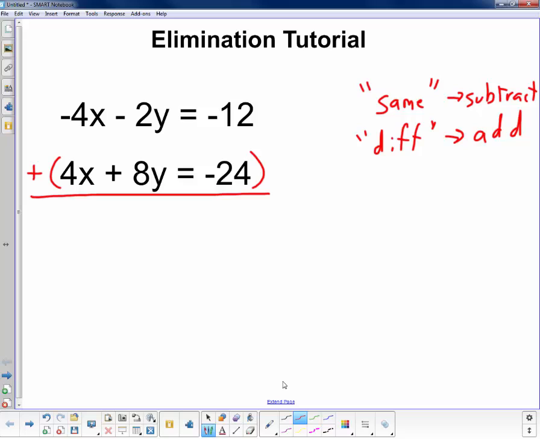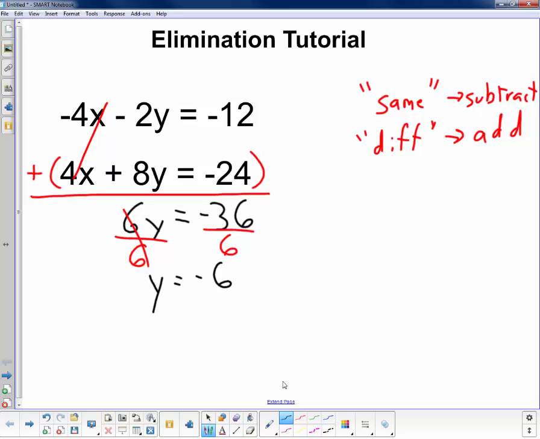When we do this, we'll notice that negative 4x plus a positive 4x will cancel. Negative 2y plus 8y will give us 6y. And negative 12 plus a negative 24 will give us negative 36. To finish solving for y, we'll divide by 6. And we're halfway done.